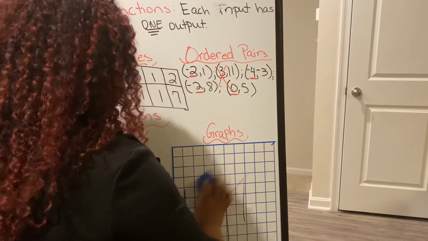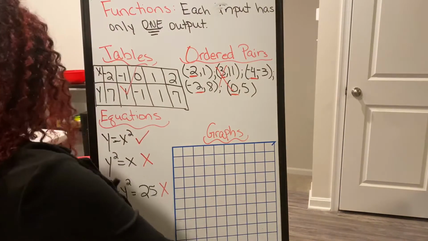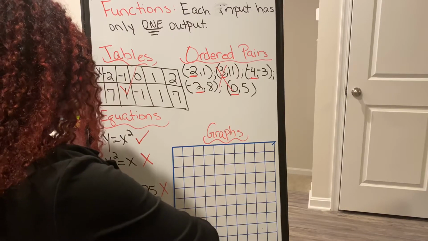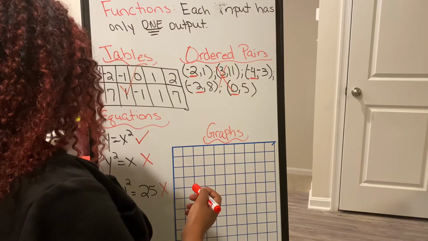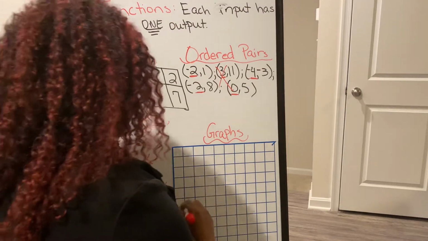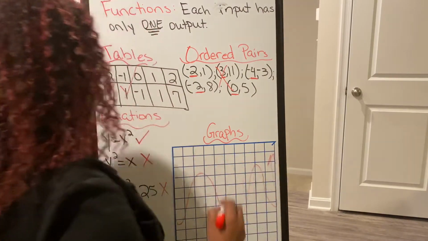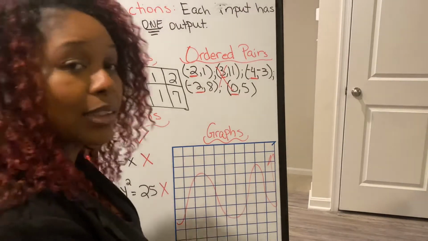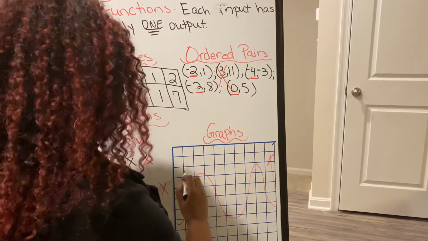Let's look at a different line. If I did a line that looks like, let's see here. Let's do one like this. Okay. If I drew a line like that, will this pass the vertical line test? Let's see.